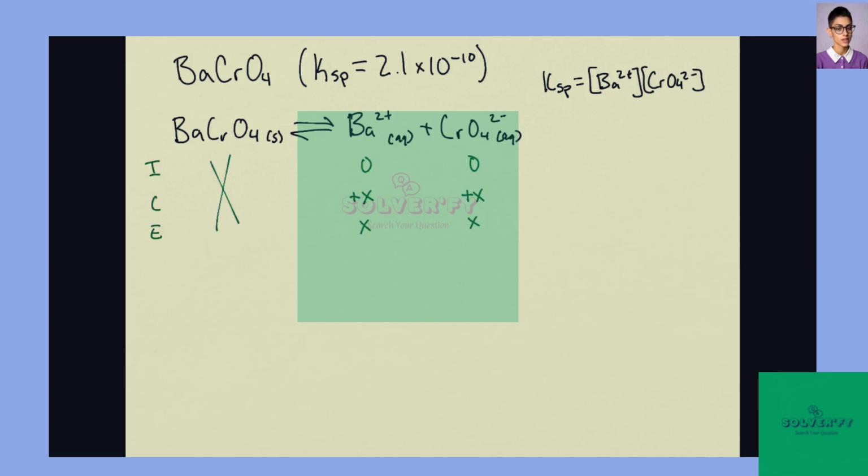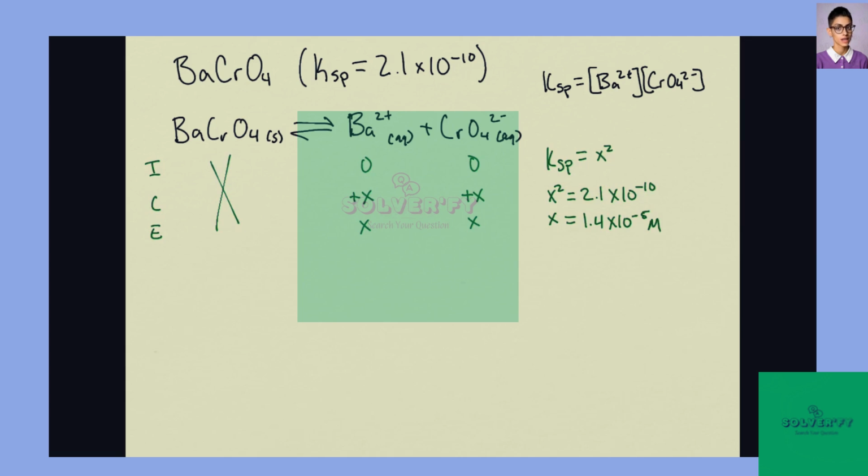So plugging in our equilibrium concentrations into our KSP expression, we get KSP is equal to x squared. And then we can take our value of KSP and solve for x. So x squared is our KSP value, which is 2.1 times 10 to the negative 10th. Solving for x, we get 1.4 times 10 to the negative 5th. That means that our final concentration of our products here, Ba2+ and CrO4 2-, are each 1.4 times 10 to the negative 5th molar.